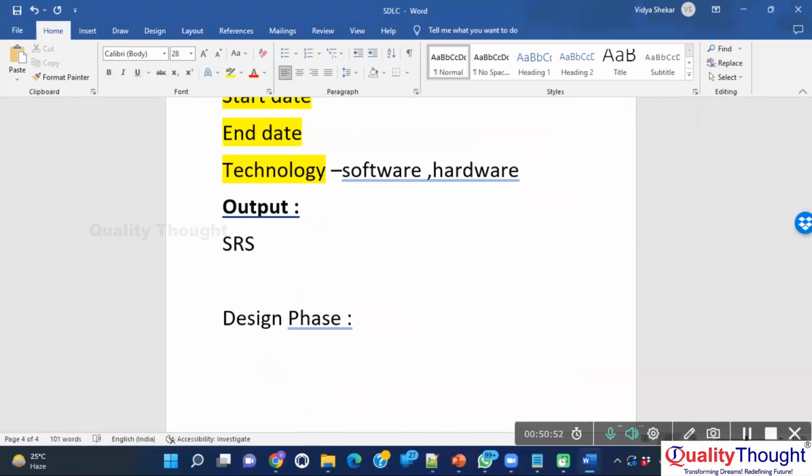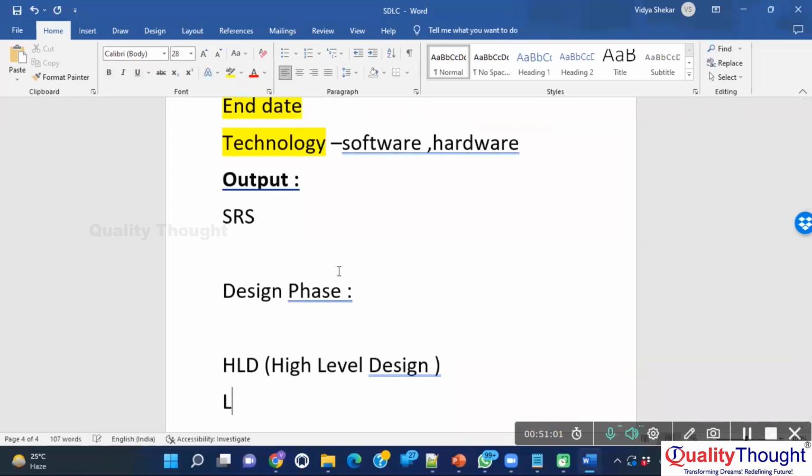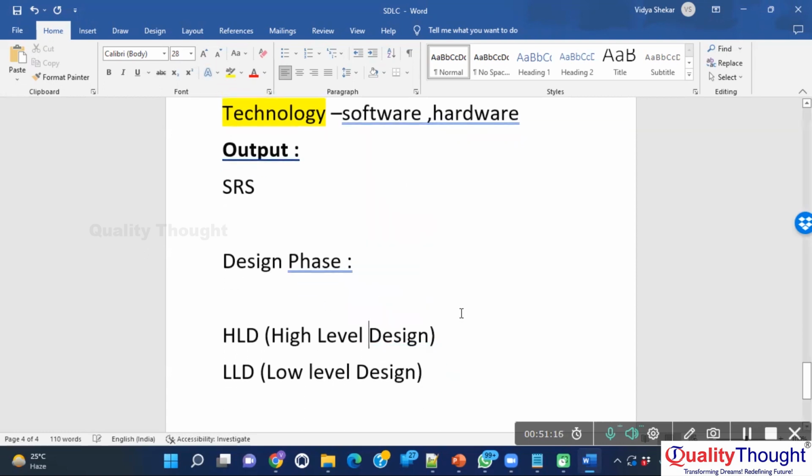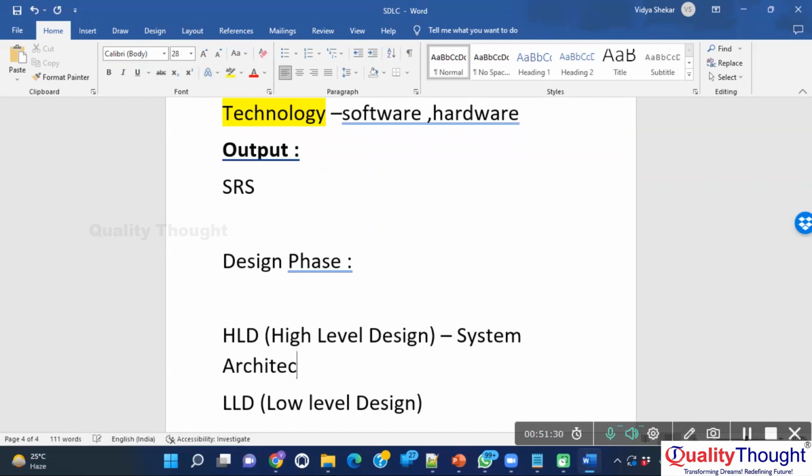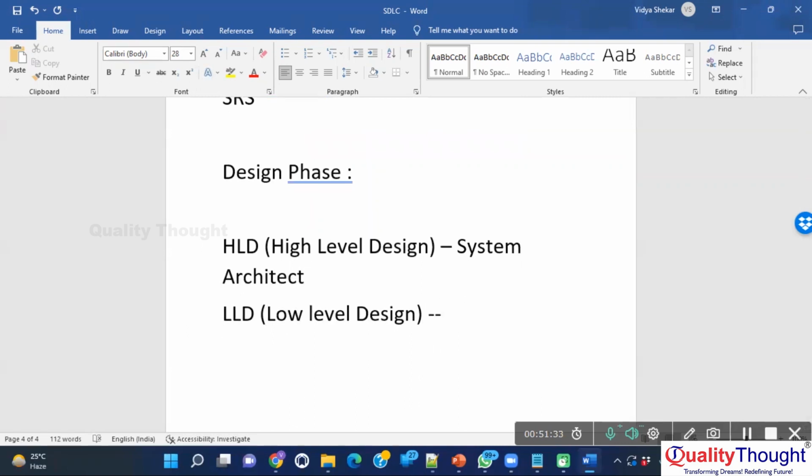Design is divided into two types. One is called HLD, or high level design. Other one is called LLD, low level design. Who will do high level design? Architect. Correct. Architect will do the high level design in order to implement these things, right? The architect or system architect will do the high level design, and the low level design is done by team lead.